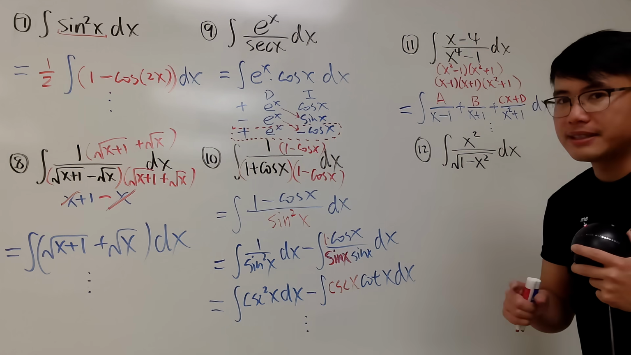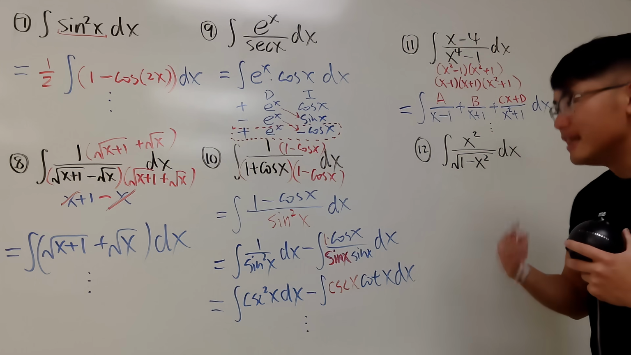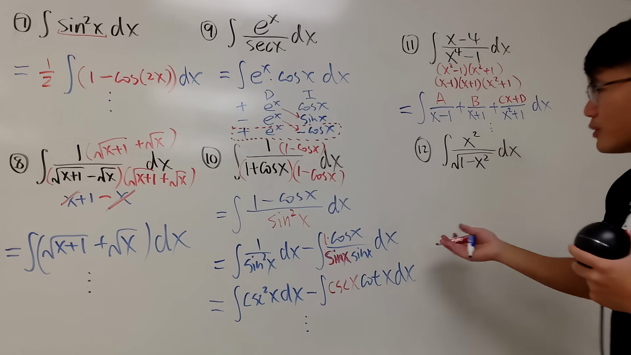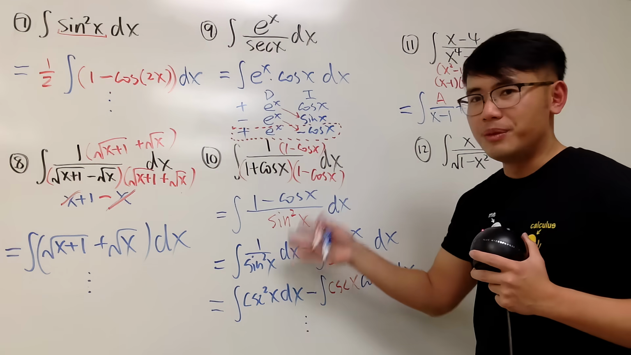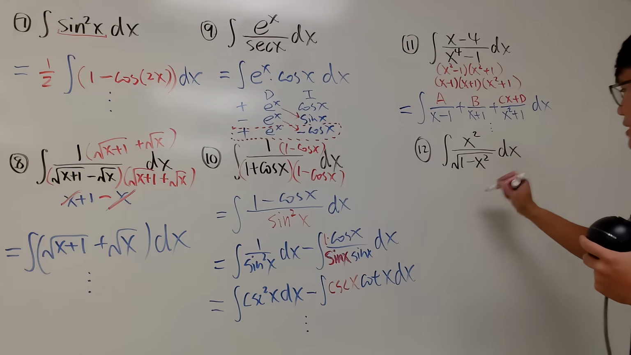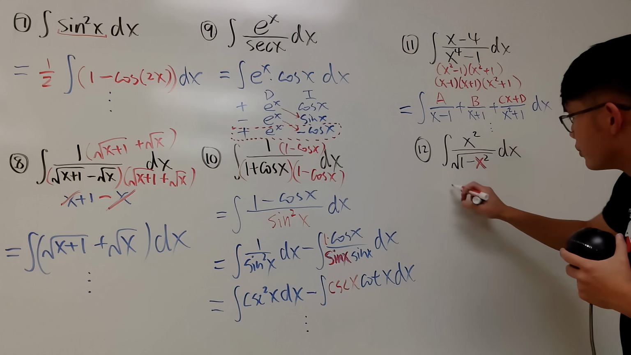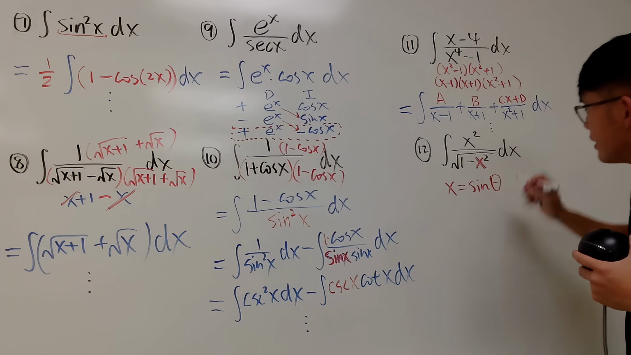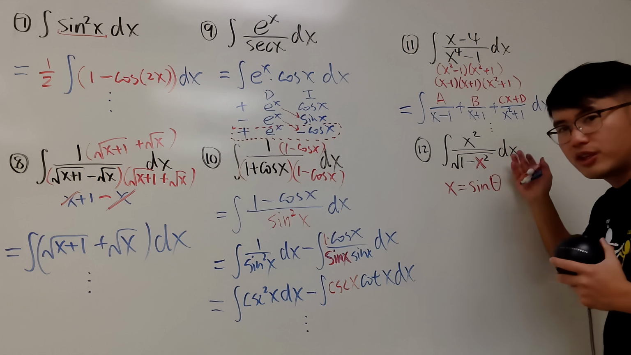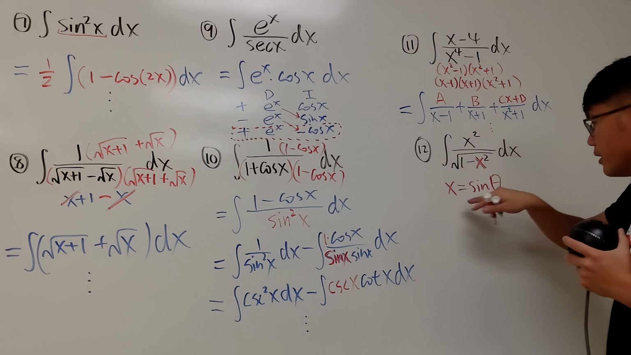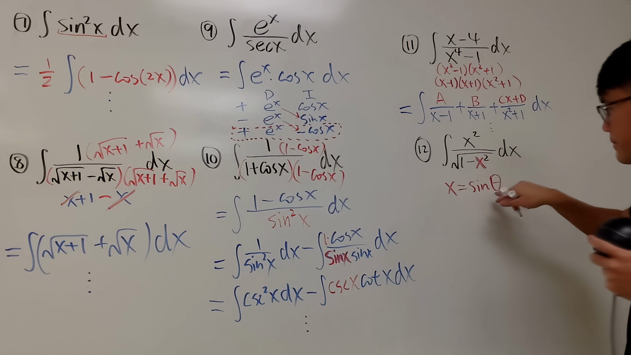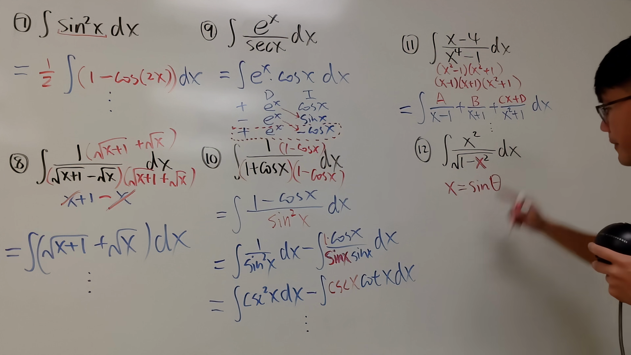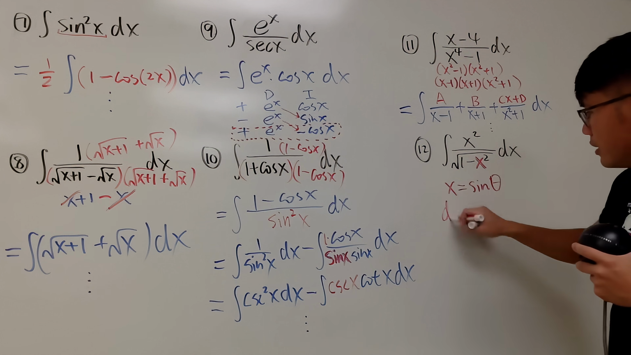And we have to know that 1 minus sine squared will give us cosine squared. You can also use 1 minus cosine squared to be sine squared, but just take this x to be sine theta, right? But of course, you have to change that to the theta world. So let x equal sine theta. That's the deal. And then don't forget to change the dx.